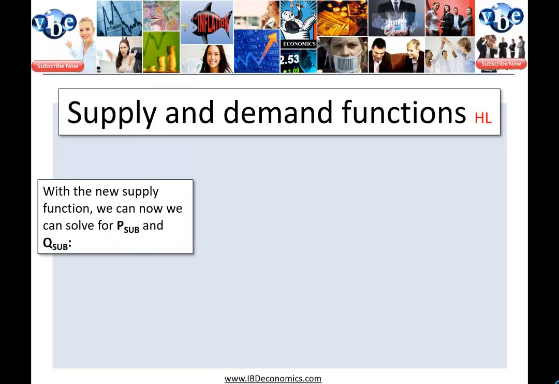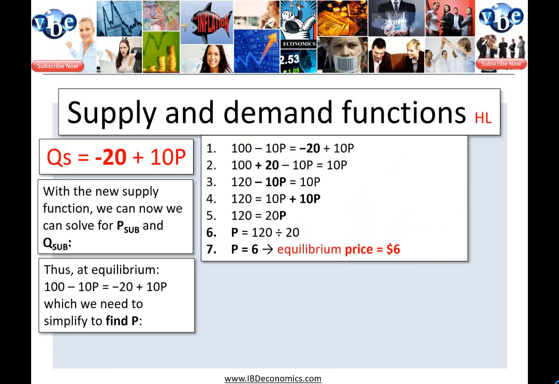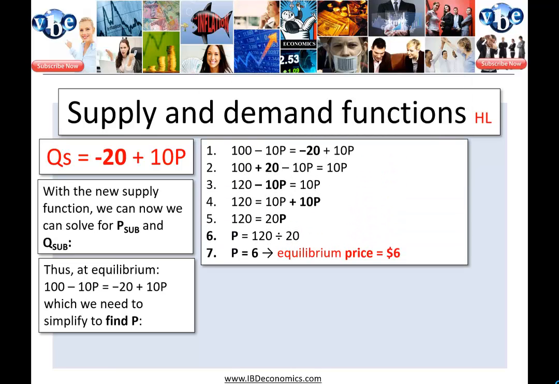With the new supply function, we can now solve for P sub, price with the subsidy, and Q sub, quantity demanded and supplied with the subsidy. So at equilibrium now, we have 100 minus 10p equals our new supply function, which we just worked out, minus 20 plus 10p. So again, we're going to need to simplify to find p. And here we have our workings step by step.